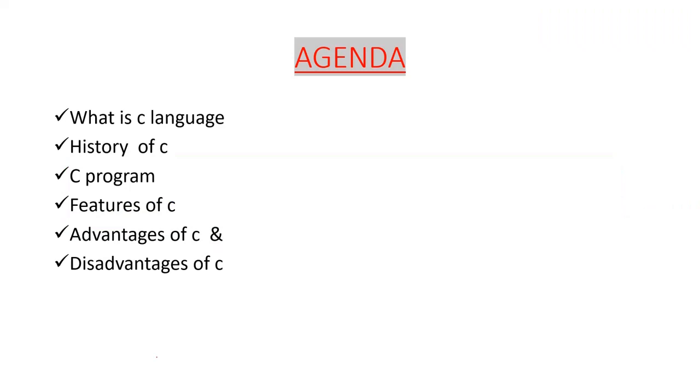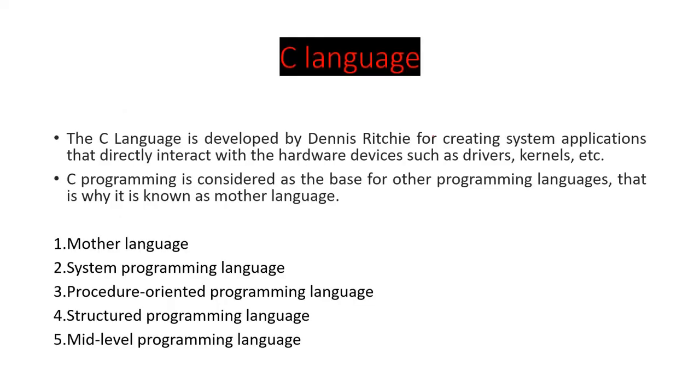In this video, we are discussing the basics of C language. So firstly, the agenda. In this video, we are discussing what is C language, what are its uses, and the history of C language. Next, the structure of a C program and what is a C program, features of C, and last one is advantages and disadvantages of C language. So firstly, we discuss what is C language?